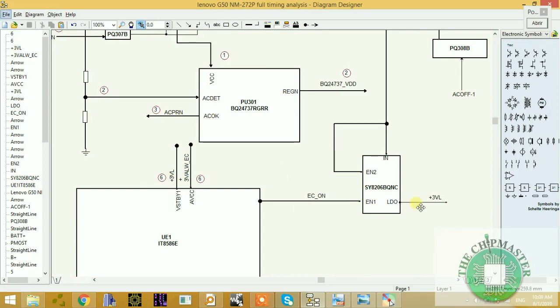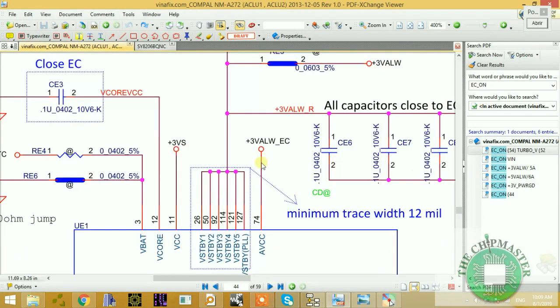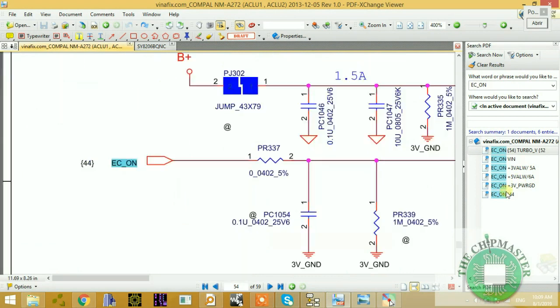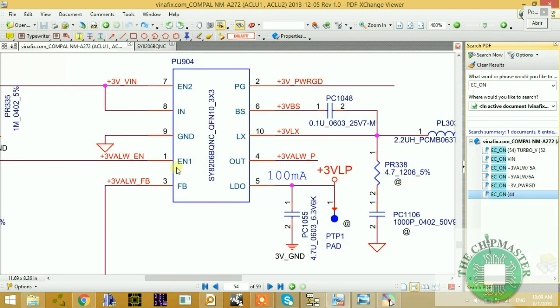Okay, so let's go back to our official page. EC on is going to come to this enable 1 pin, but as I said before, some working conditions must be met.